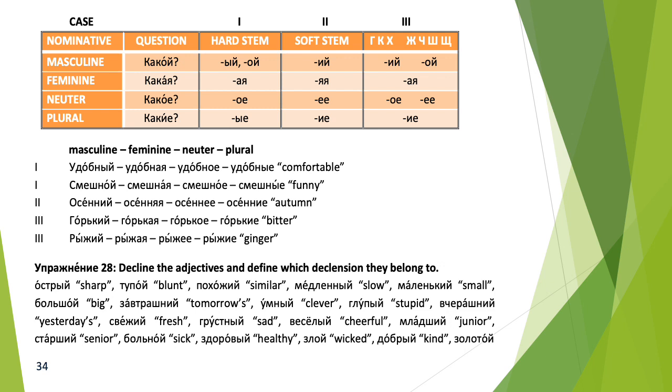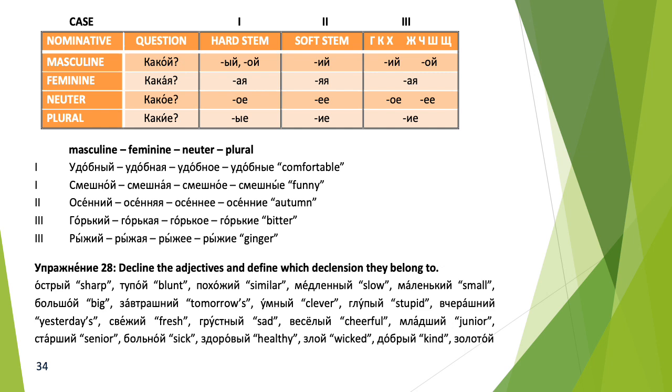There is another example in the hard stem group. Смешной. It has the ой ending. Feminine. Смешная. Neuter. Смешное. Plural. Смешные.